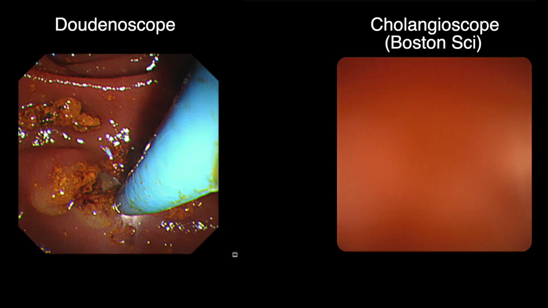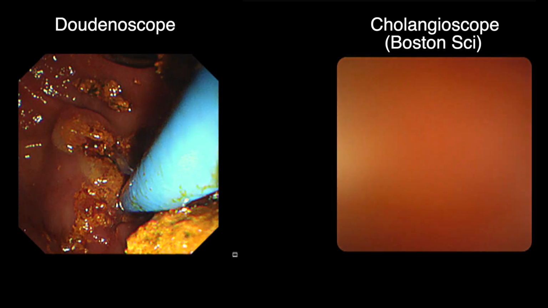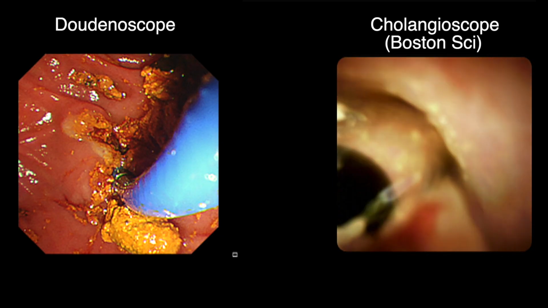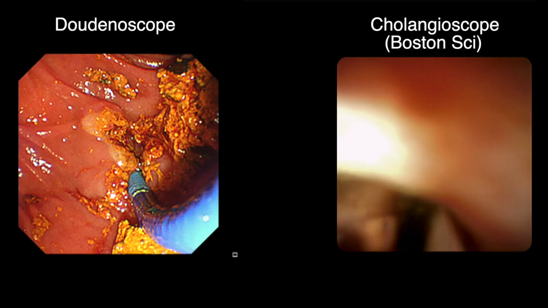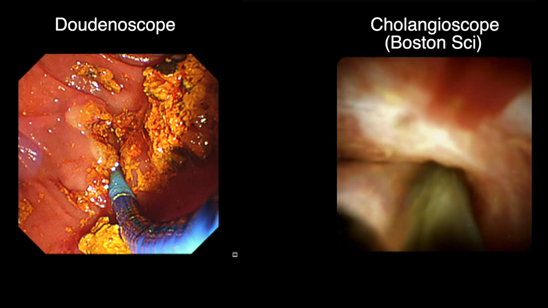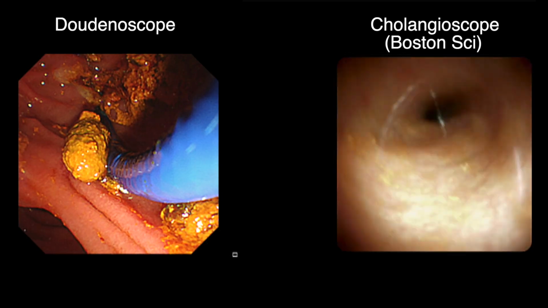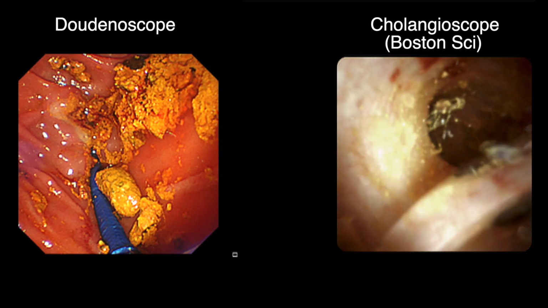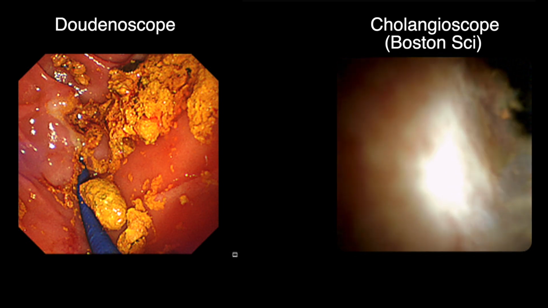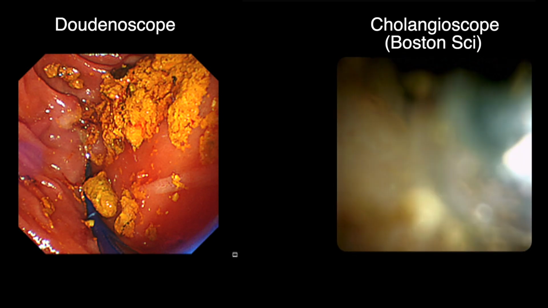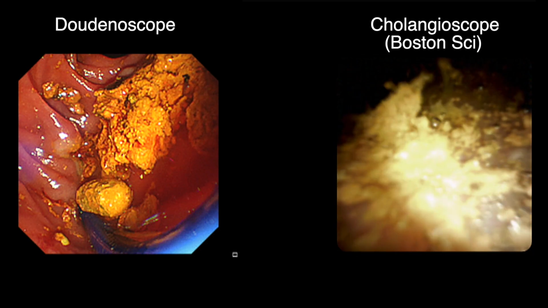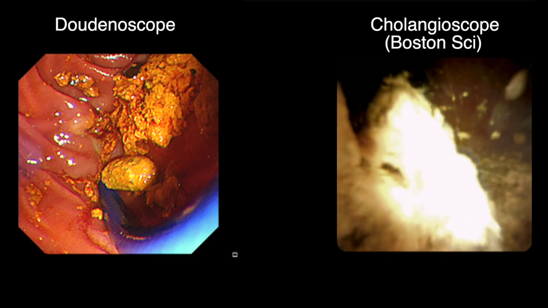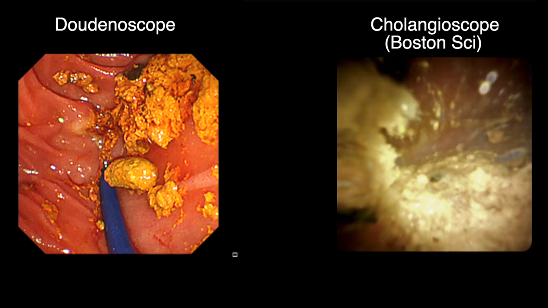Next, the bile ducts are inspected, again with the cholangioscope. In the upper common bile duct, there are fragments of stones which have escaped the sweep of the 15 mm balloon.